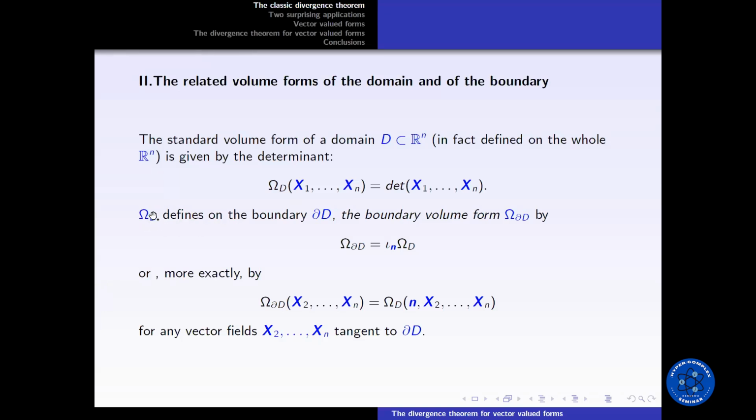Omega D, this volume form in Rn, defines the unique form on the boundary in such a way that we use the normal vector just constructed before. Namely, if we substitute the normal vector into our form on Rn, we get a form whose degree is less by 1, so it can be a form on the boundary. So this form is defined that way, with respect to vectors, by the following definition. So we have a field which is normal to the boundary and two forms, one on the domain and another on the boundary.